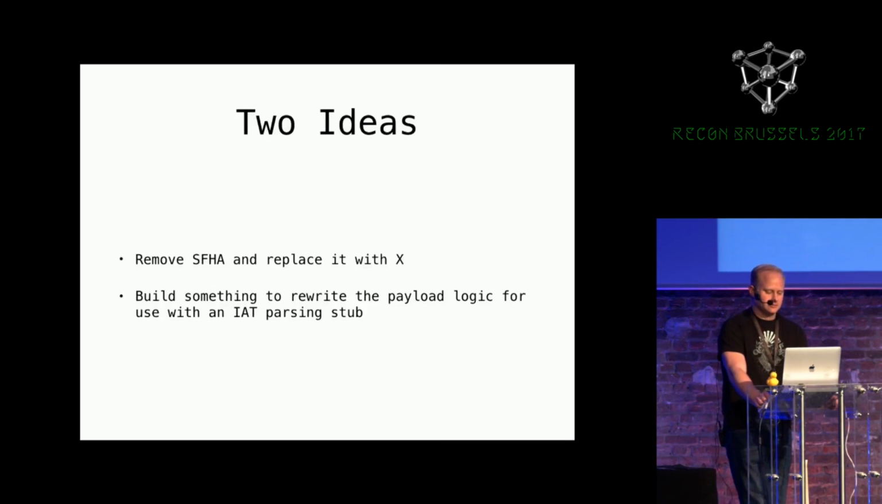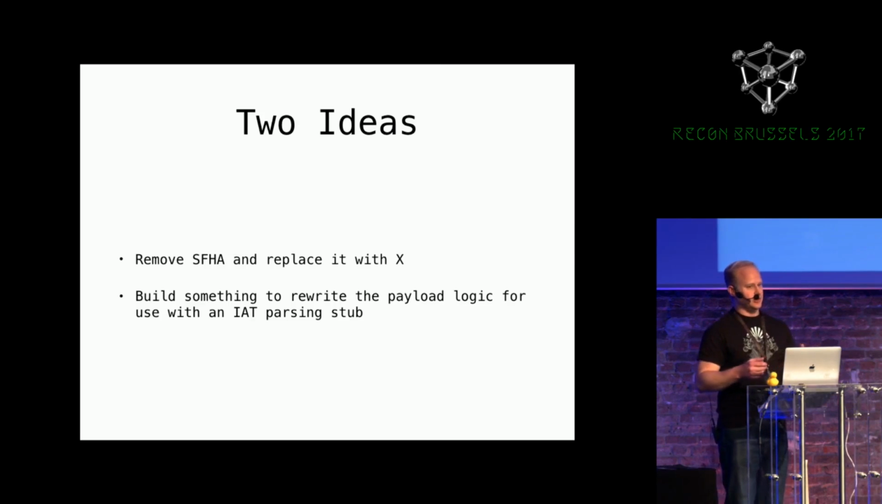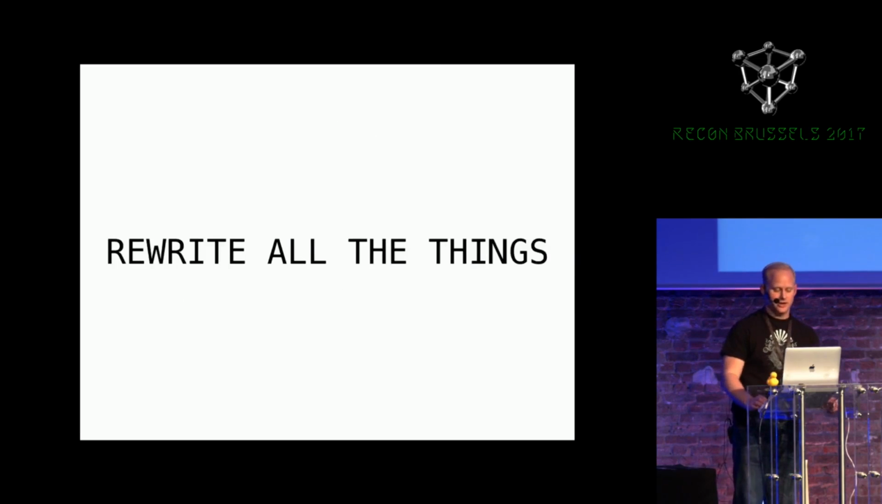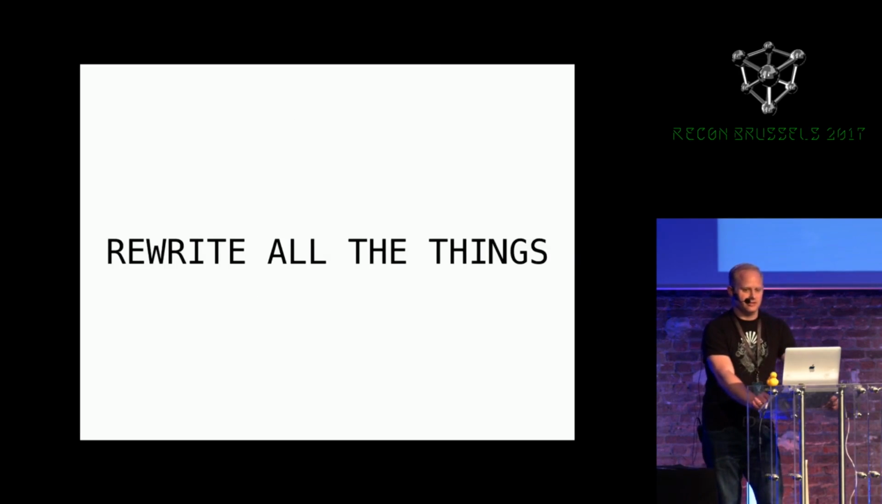I had 2 ideas. First, I was going to remove the Stephen Fewer hash API stub and replace it with something, though I didn't know what. Or I could build something that would rewrite all the payloads for me. And unfortunately or fortunately, I decided to rewrite all the things with automation.